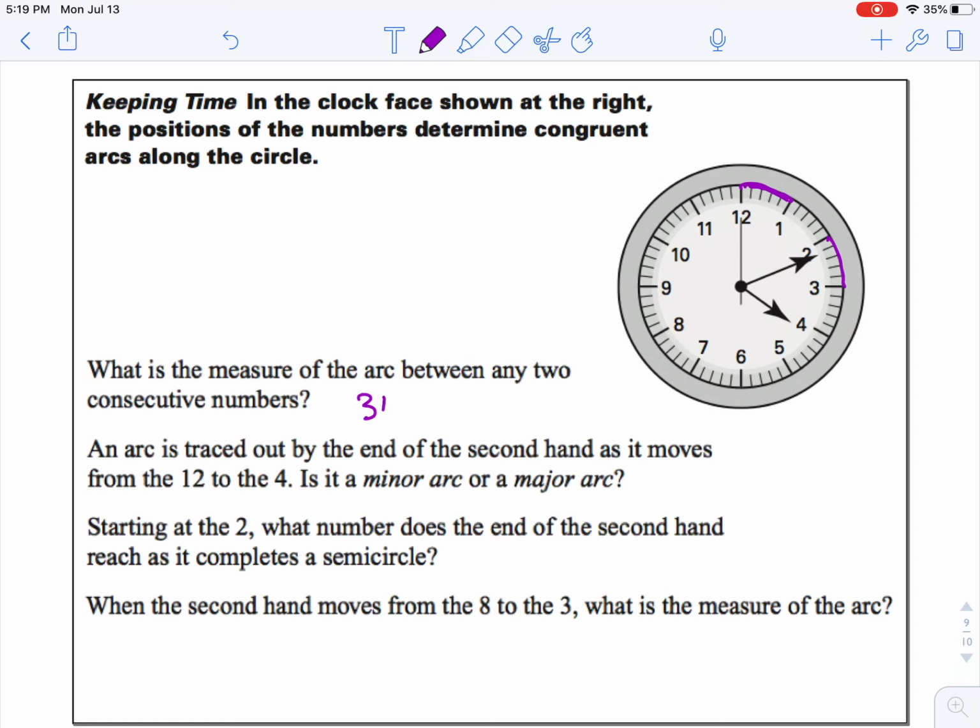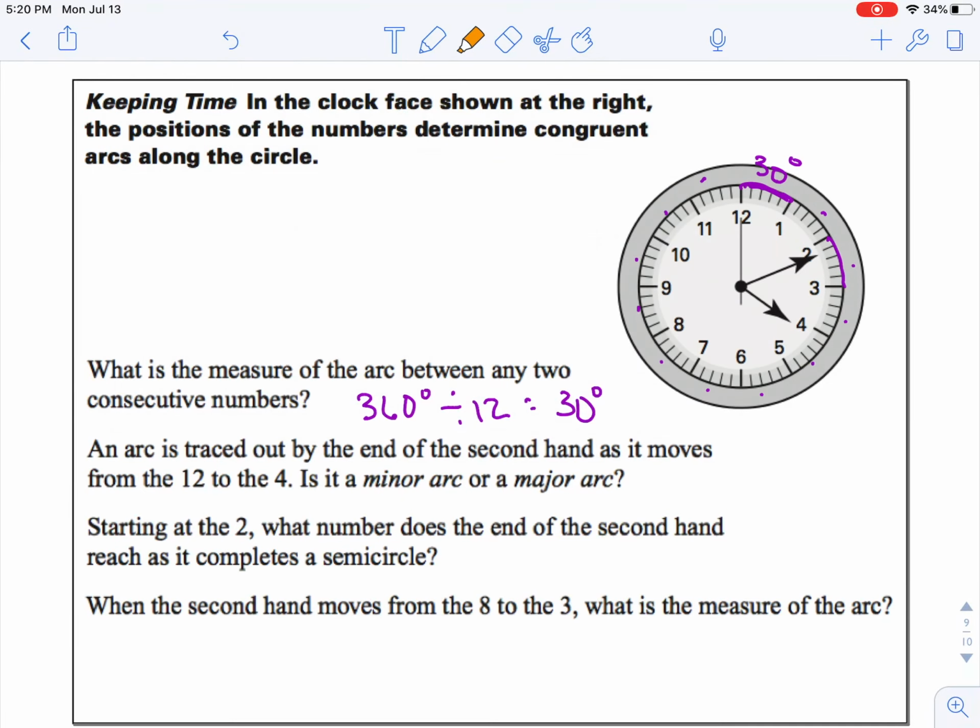So we want to know, what is this? Well, if you take 360 degrees and you divide it by the number of arcs, and how many arcs do I have? 1, 2, 3, 4, 5, 6, 7, 8, 9, 10, 11, 12. I have 12 congruent arcs, so I just take 360 divided by 12, and it's going to be 30 degrees between any two numbers.